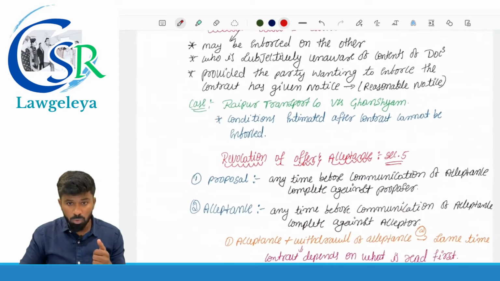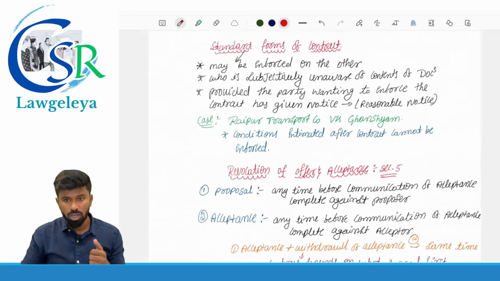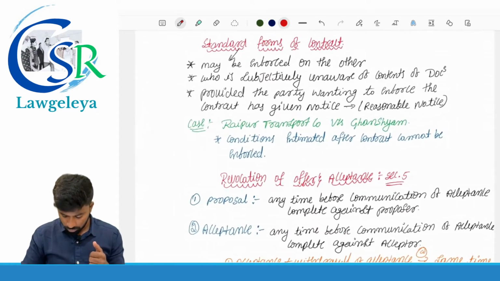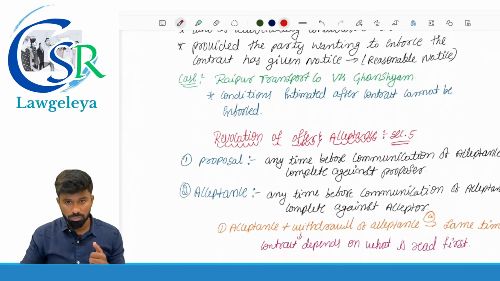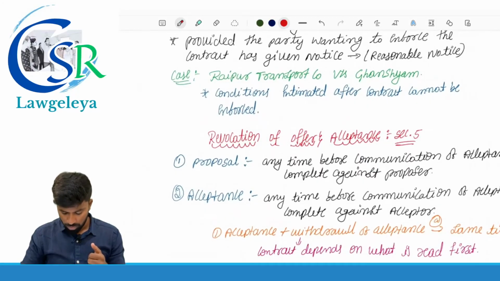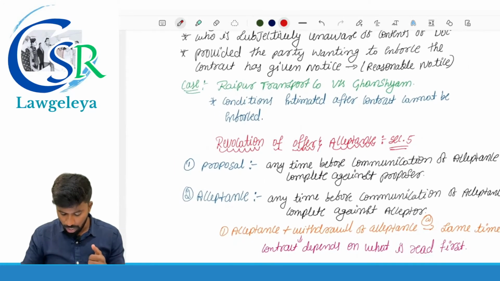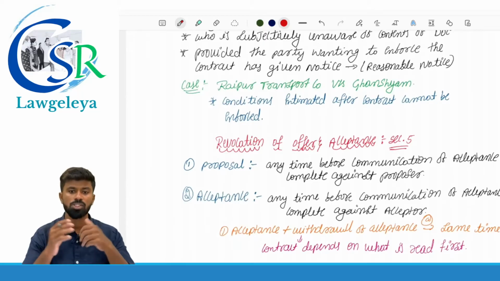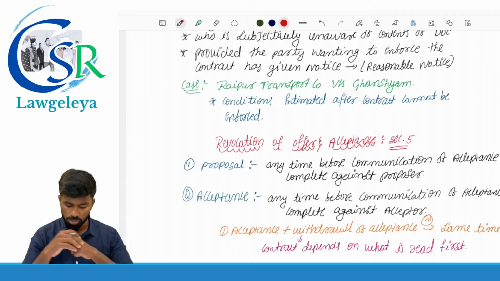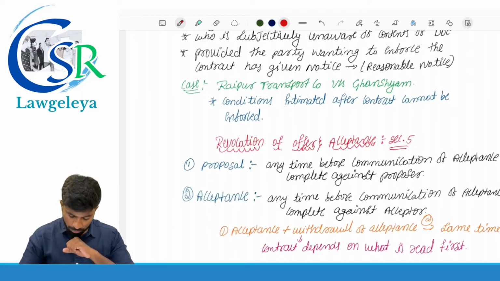Next one, we have the revocation. Revocation means what? Cancellation. Revocation means the cancellation. Correct, right? Cancellation of offer and acceptance. What is the section number? Section number 5.